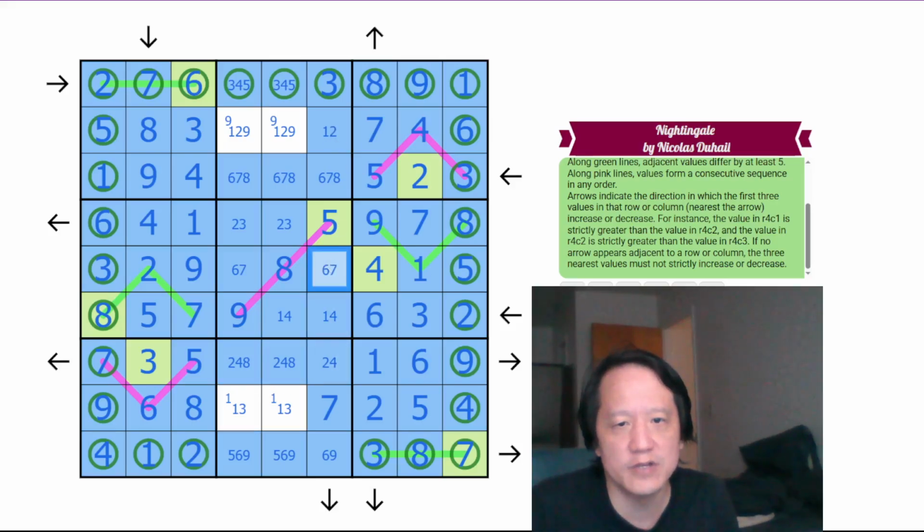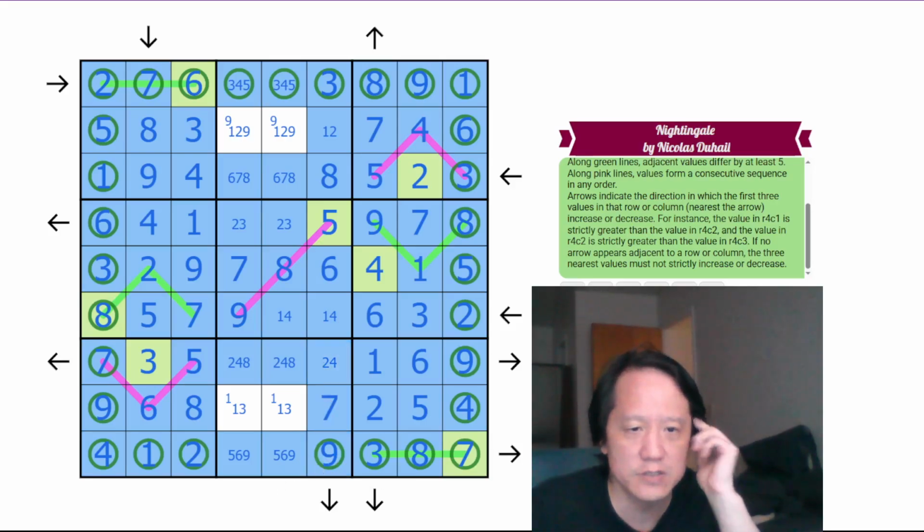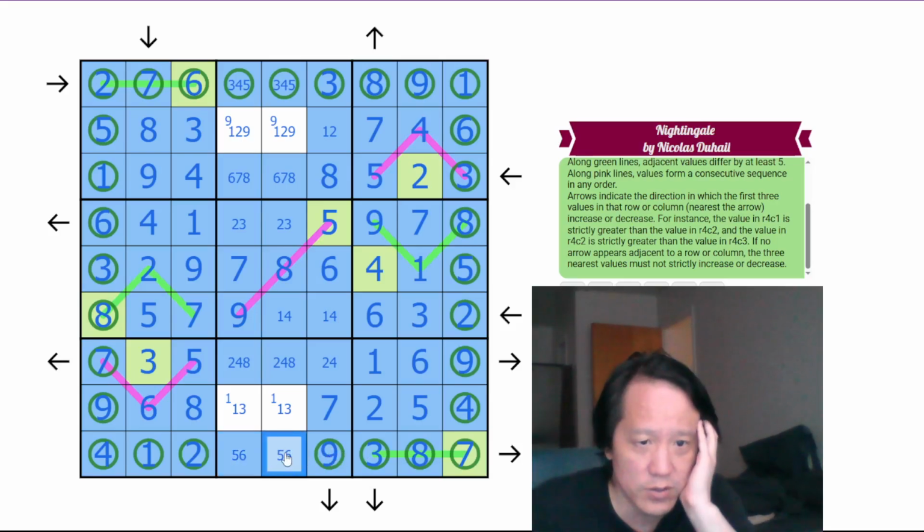7 eliminates 7 here, so it's 6, which makes this 7. 6 and 7 eliminates 6 and 7 here, so it's 8. 6 eliminates 6 here, so it's 9. So that's going to be satisfied no matter what. 9 eliminates 9 in the rest of the row.